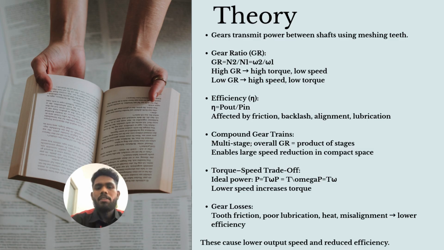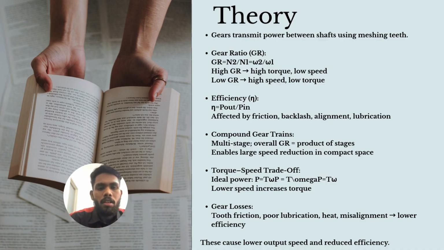The gear ratio compares the input speed to the output speed. The formula is GR equals N2 over N1. It can also be written as GR equals driven speed over driver speed. A high gear ratio produces high torque but low speed. A low gear ratio produces high speed but low torque.